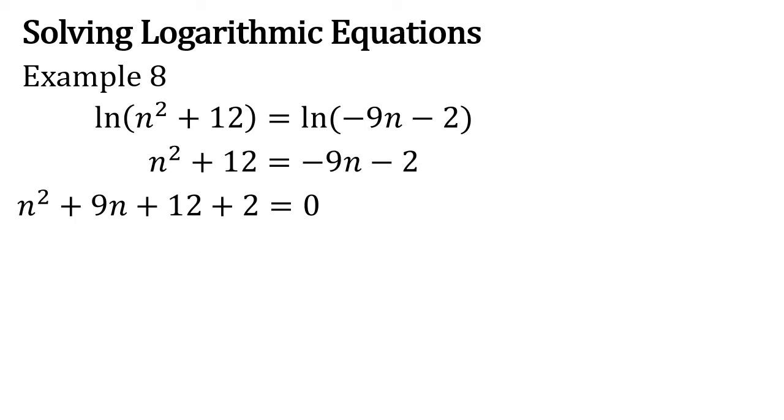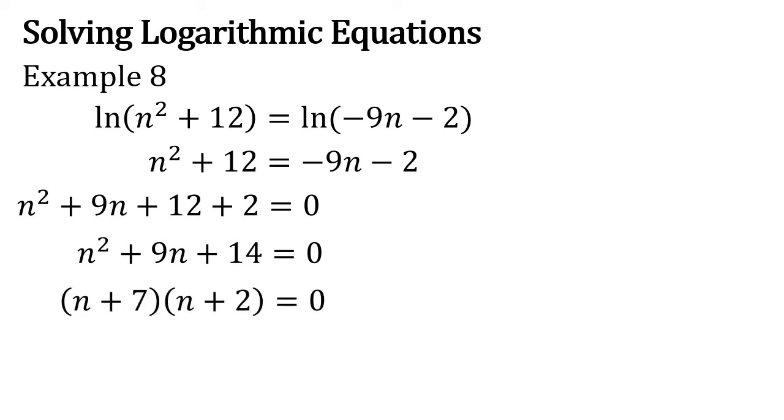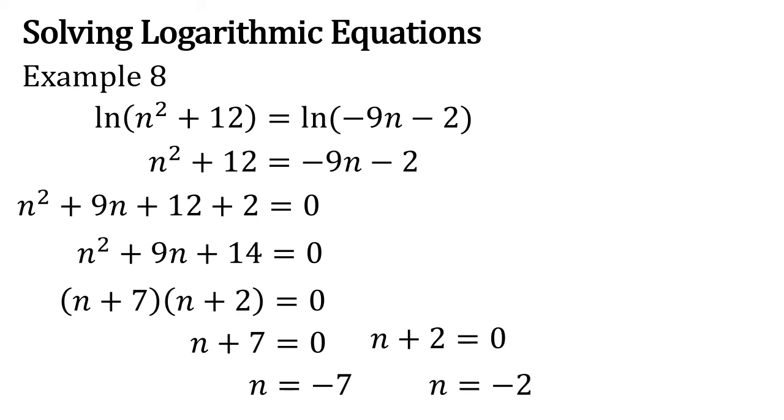So now this will be n squared plus 9n plus 12 plus 2 equals 0. n squared plus 9n plus 14 equals 0. So we can apply factoring here. We can factor that trinomial into n plus 7 times n plus 2 equals 0. So equate both factors to 0. First one, n plus 7 equals 0, so n is equal to negative 7. And the other factor, n plus 2 equals 0, so n equals negative 2. So we can say that the solutions of this logarithmic equation are negative 7 and negative 2.